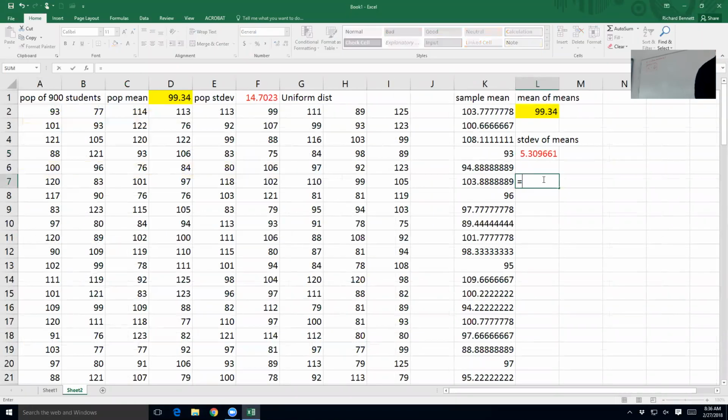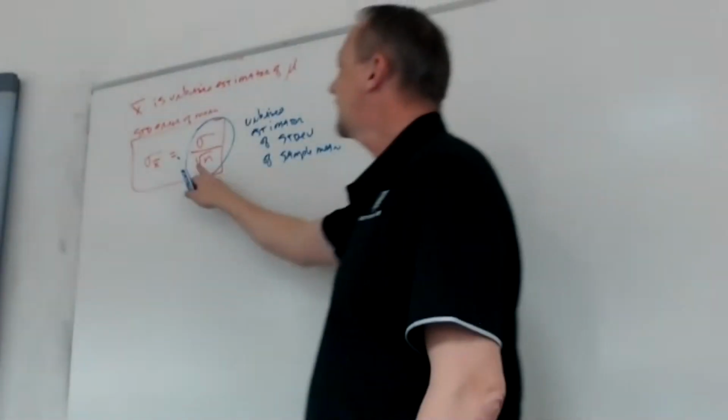So if I take the population standard deviation, which is 14.7, how big was my sample size for each row? It was 9, right? So I'm going to divide that by the square root of 9. And what I'm telling you is it's going to come very close to 5.3, 4.9. Okay, so it's off a little bit. But this here becomes an unbiased estimator of the standard deviation of the sample mean. For those of you watching at home, I'll stop sharing so you can see what I wrote on the board. But yes, that's the relationship.